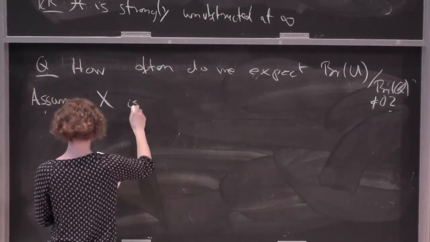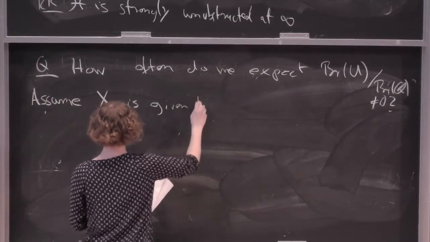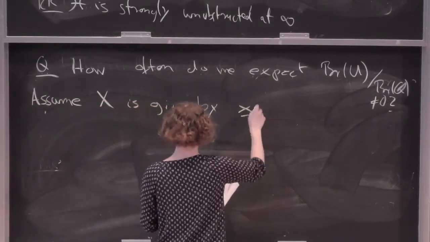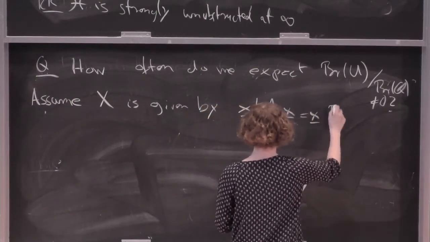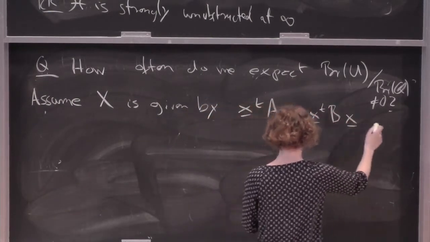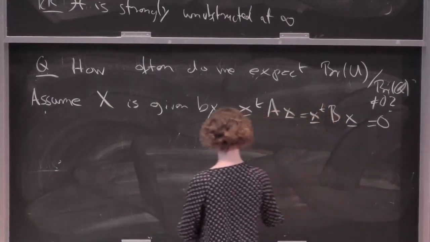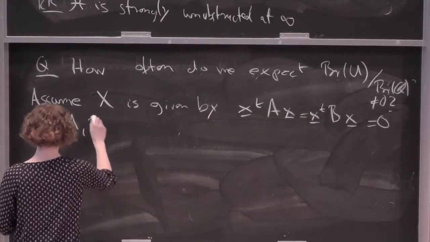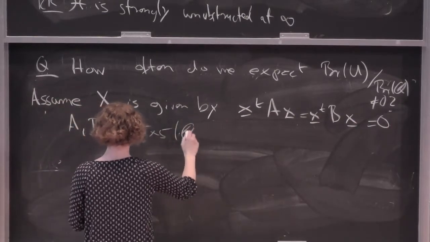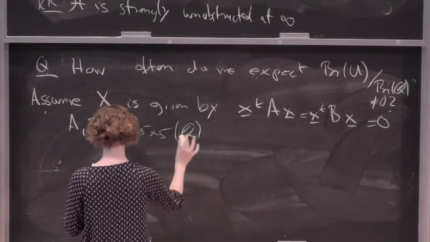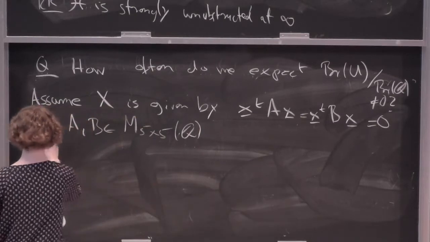So assume that x is, say, given by 2 quadratic equations. Now I want to write them in matrix form. Say A and B are the 2 associated matrices for the quadratic forms Q0 and Q1, where A and B are both, say, 5 times 5 matrices. Assume some non-degeneracy, such that this is smooth of codimension 2.